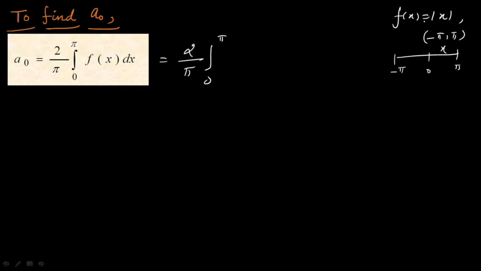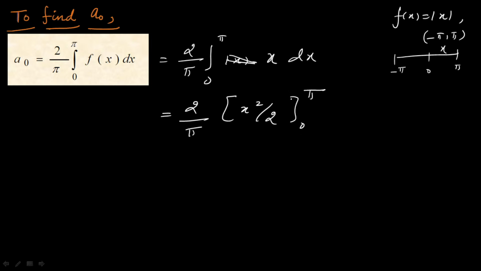Okay, in 0 to pi, if it is a mod function, absolute function, f of x takes the value x. So in 0 to pi, instead of writing mod x, no need to write mod x, that is x. In 0 to pi, absolute x, that is mod x takes the value x. So x dx, that's all. So you know how to integrate x. Integral x dx is nothing but x square divided by 2 with the limit from 0 to pi.